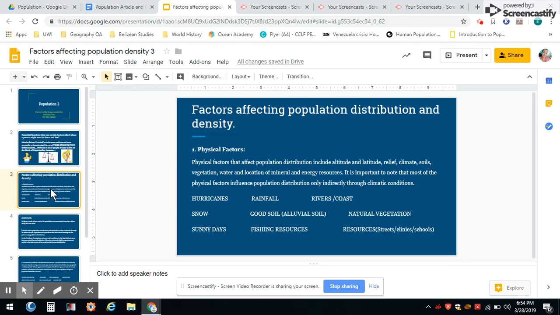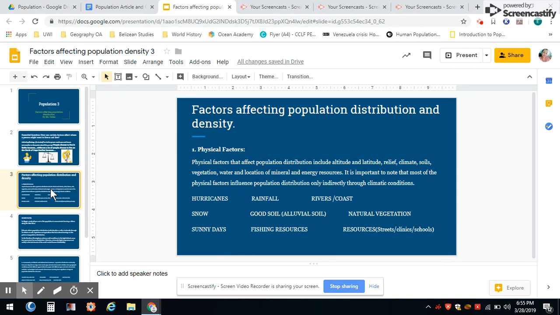Right? People wanted to be able to plant and to use soil for good agriculture, and so some people tend to live in areas where there's good soil, while others tend to move from areas where they know there's not enough good soil, and so they come and live in places where there's good soil.